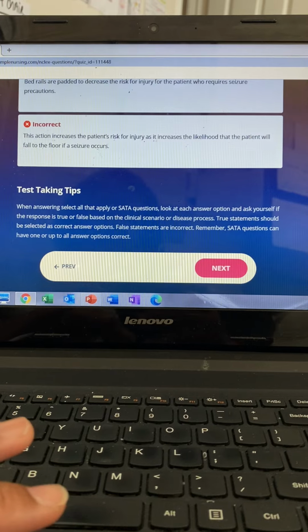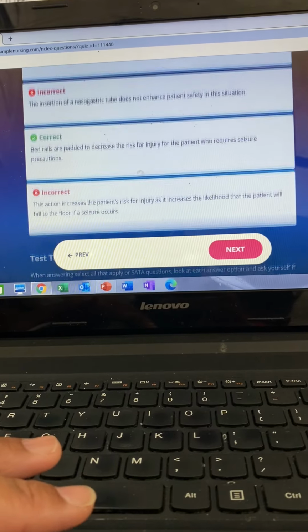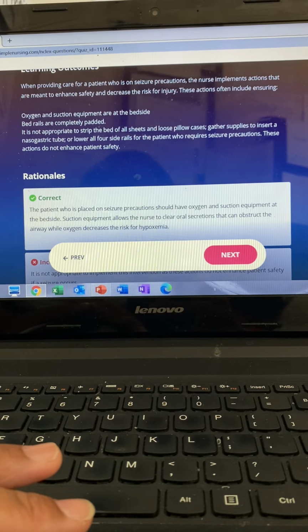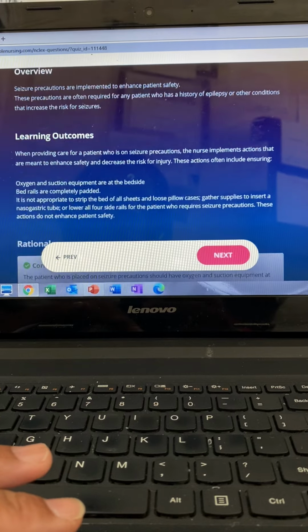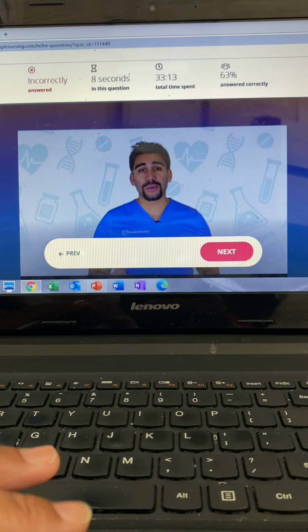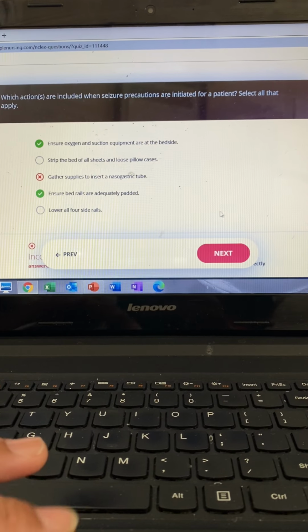So option number 1 is correct. O2 and suctioning is needed. Guys, just think airway and breathing may be compromised here. Now option 2 and 3 are incorrect here. Sheets and pillowcases can remain on the bed for comfort. And option 3, guys, an NG tube or nasogastric tube is not needed for a seizure.